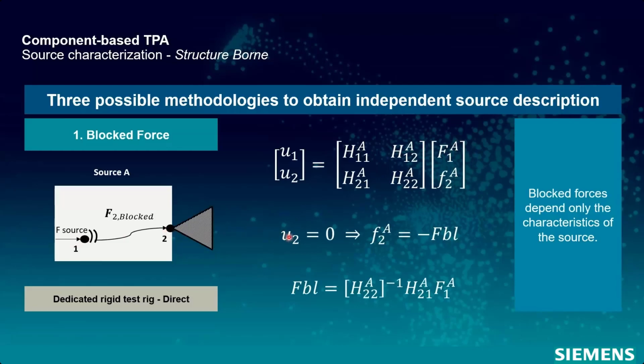If U2 is clamped, we can reformulate these equations. We know that F, the interface force that we measure at 2, is the blocked force. And we can see between the internal force and the blocked force, there is a direct relation that doesn't depend on any receiver. So we know now that the blocked force only depends on the source mechanism.